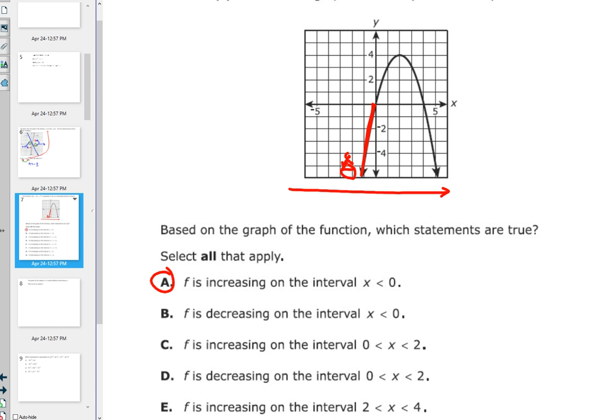F is decreasing on the interval x is less than 0. Well, no, you can't be both. This roller coaster, if we're going from left to right, is going up, so it can't be B. F is increasing on the interval 0 to 2. So now let's see if we look in between 0 and 2 on the x. Here's 0. 2 is up here. So this part. Is the roller coaster still going up there?